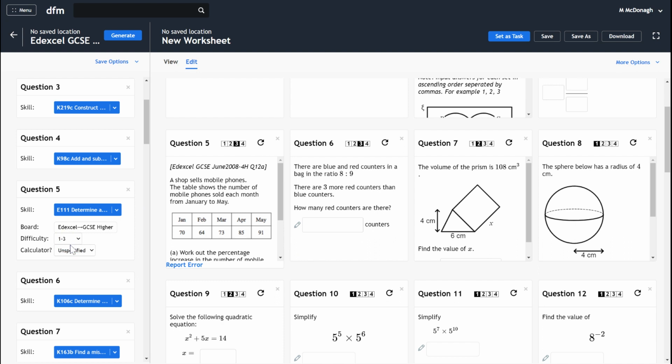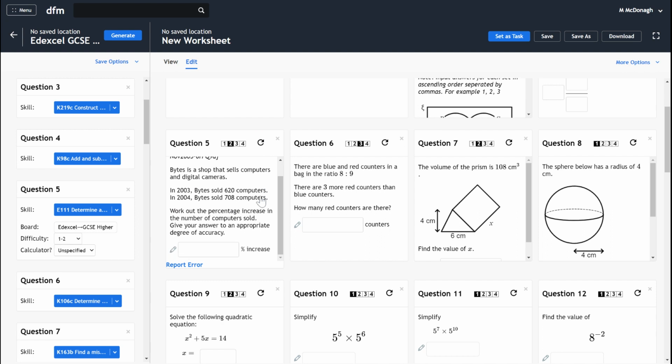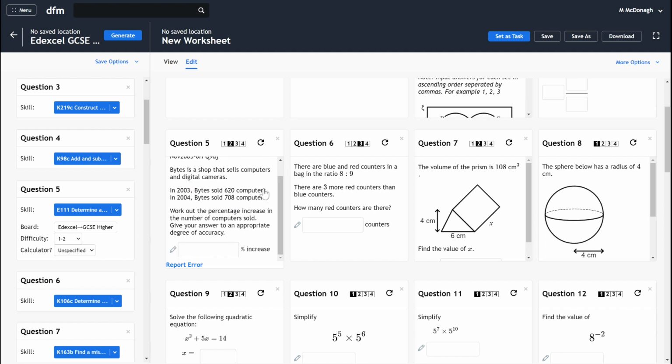Given that it's question 5, I might want to change that difficulty to be difficulty 1 to 2. And then if I refresh that again, it may be the case that I'm actually quite happy with that question. And actually, when I look at that, that feels quite similar to the original question.